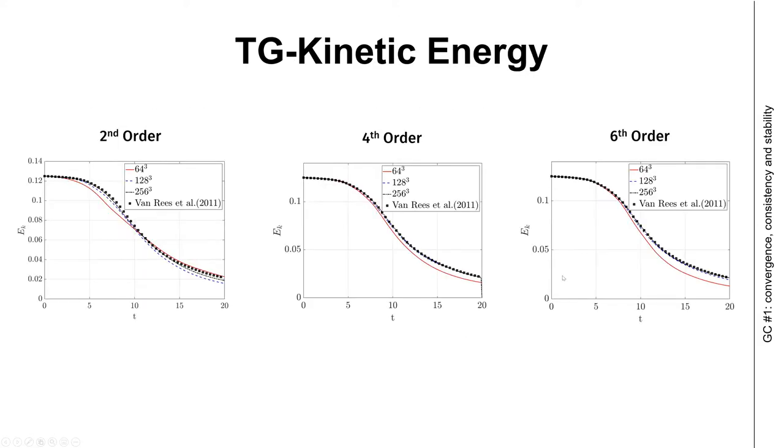In terms of decaying of kinetic energy, here you see the results we obtained with three different levels of resolution and with the second, fourth, and sixth order kernel. It's clear, at least to me, that the sixth order kernel produces slightly better results, particularly for larger times, for the levels of resolution that are bigger.